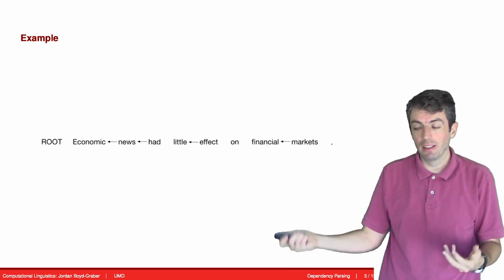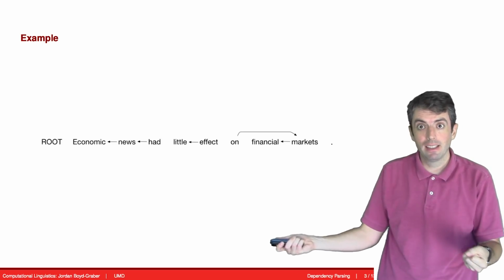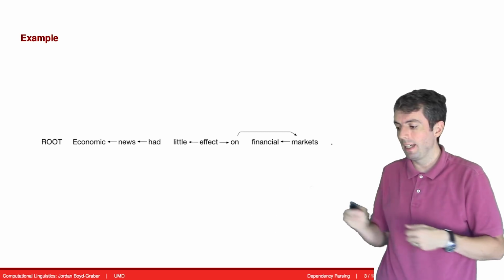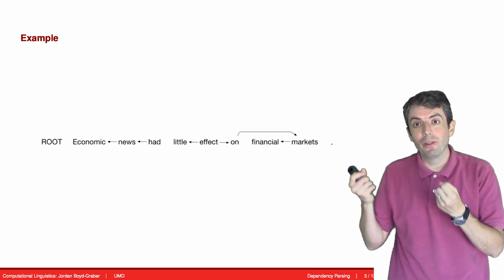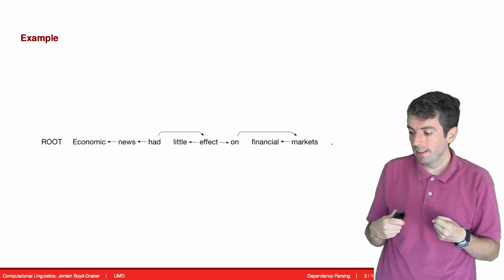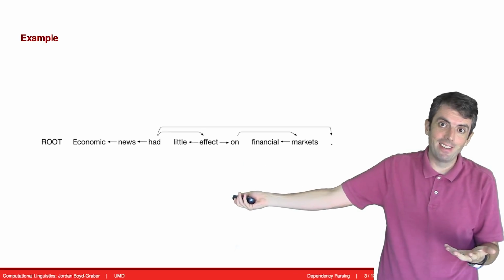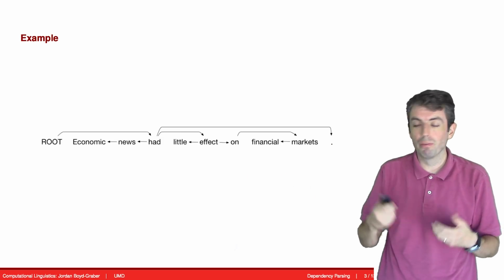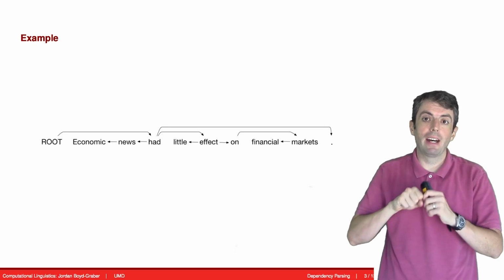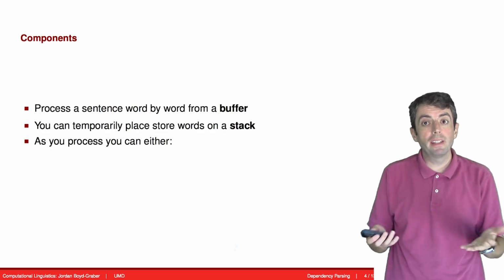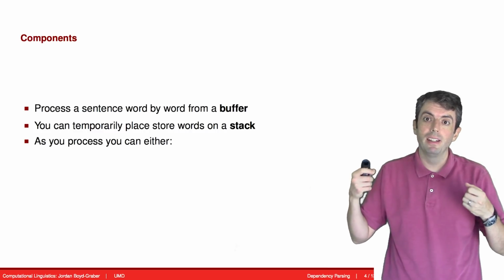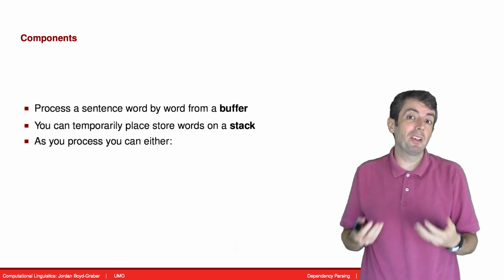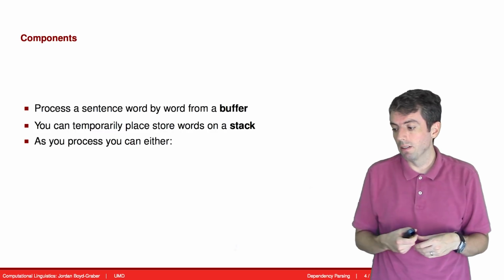of the sentence together into one big syntactic structure. On financial markets is a single prepositional clause that attaches to the effect, so the effect is on financial markets. And then you can connect the helper verb to effect, had to the end of the sentence punctuation, and then you can connect the root to had so that you have a fully connected tree. So we've seen how this can play out in a cartoony example. Let's now go into a little bit more formally how you might do this in an algorithm.